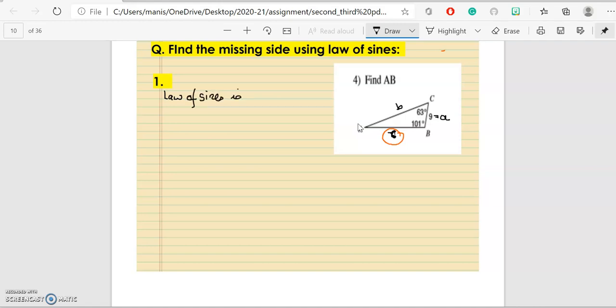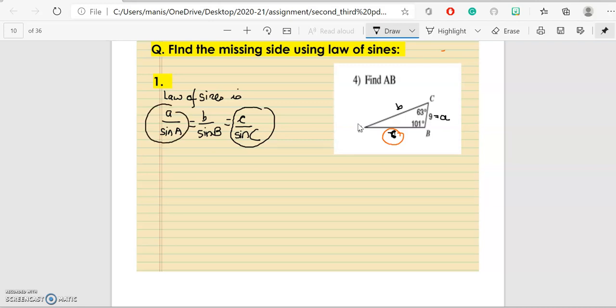is, so law of sines is a over sine of A is equal to b over sine of B is equal to c over sine of C. Now in this case, since they want me to find lowercase c, I will circle this ratio first. So I need to pick one from this so I can set up a proportion and solve the problem. Now in this case, we have been given this angle and this angle and this side a. So since they have given me lowercase a, I need to use this ratio.